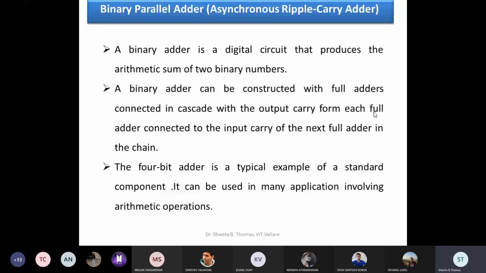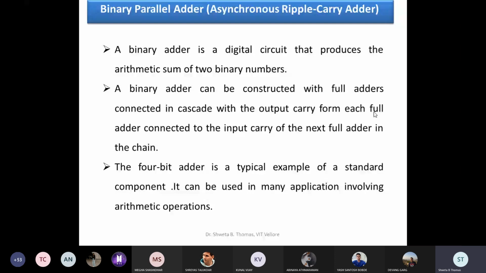A binary adder can be constructed with full adders. Just keep in mind, we can construct it with the help of full adders. The full adder is already known to you. Here there is a 3-bit input, where the first 2 bits we add, and this addition is added to the third bit. This third is actually the previous carry.